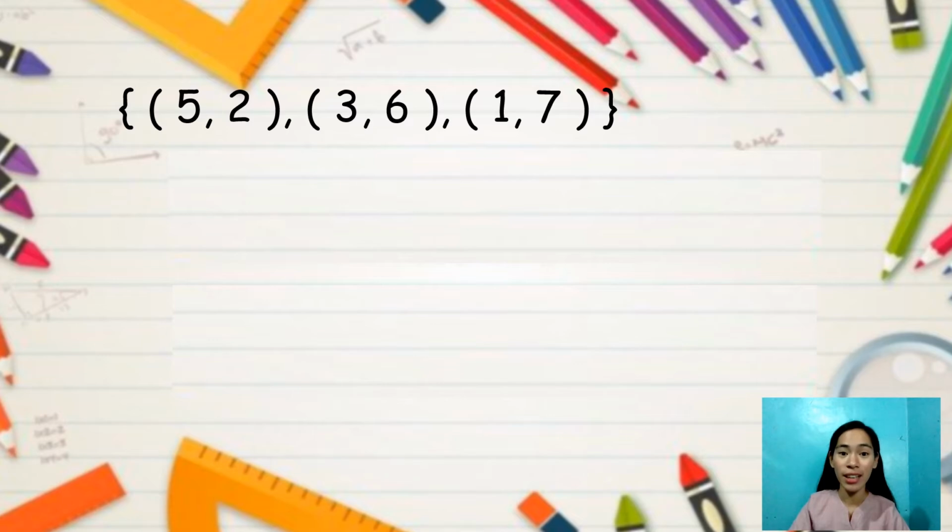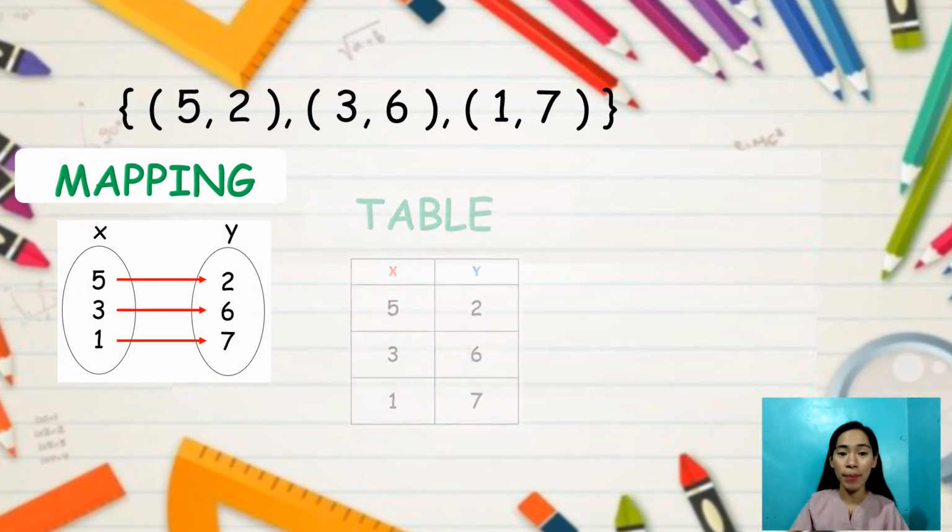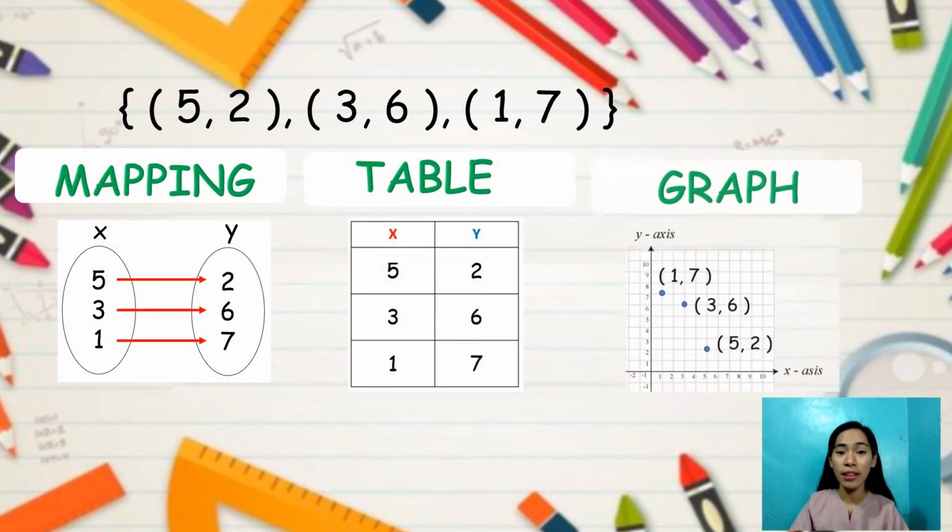In general, each relation can be represented by any of the following: by listing, by mapping, table, and graph.